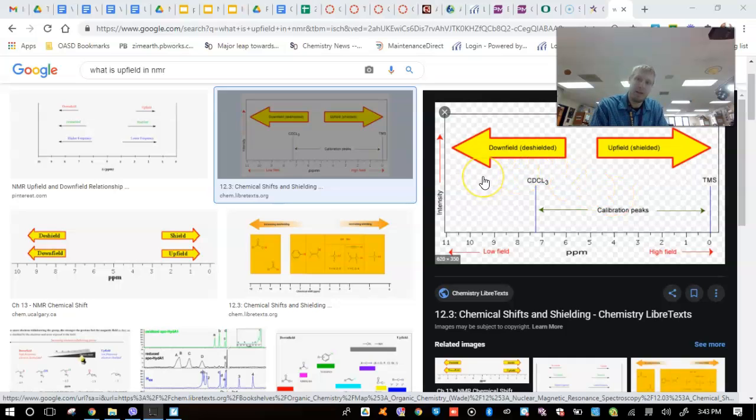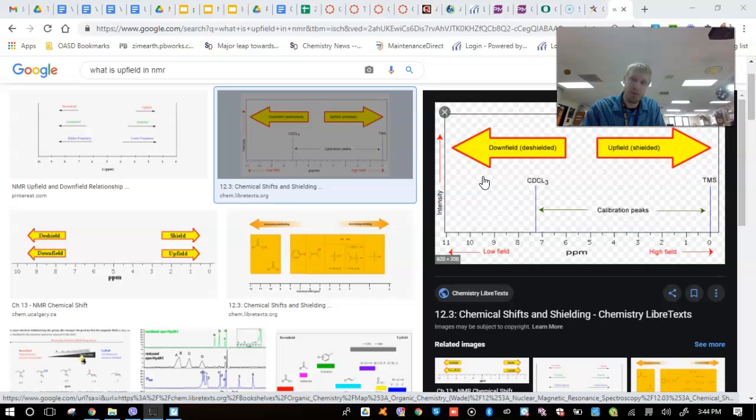Downfield is going to be a de-shielded proton, and upfield is going to be a shielded proton, and the shield is going to be made of electrons, essentially. It has to do with the electronegativity of a specific atom that is present. Typically, a halogen is the common example at this level, or it could be an OH or an NH2, some organic functional groups. Those are very electronegative.